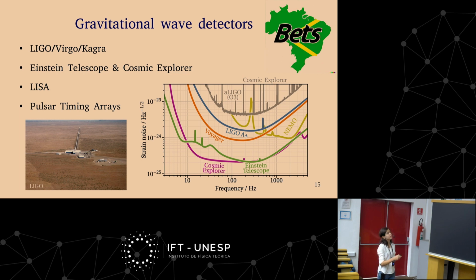Yes, and so it's very important to have these different detectors, not only to improve in sensitivity, because when you improve in sensitivity you see farther away, so you see other objects, but also to have detectors in different frequency bands, because then you see different types of sources. You can see heavier objects, for instance, if you're looking at smaller frequencies.